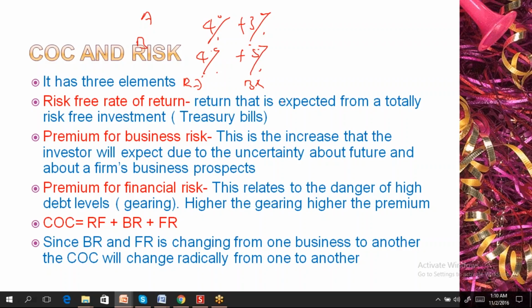Now let's assume there are two companies, company P and company Q. In company P, let's assume that the total funding is 100 million, and out of 100 million, 40 million has come from loans, and 60 million has come from share capital.